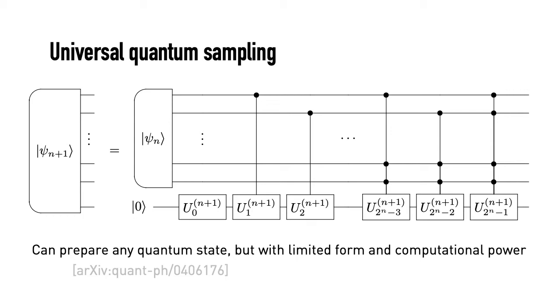Universal quantum sampling is much less powerful than universal quantum computing, but it may still be quite useful for quantum simulation, since we could use these circuits in a variational quantum eigensolver, for example.